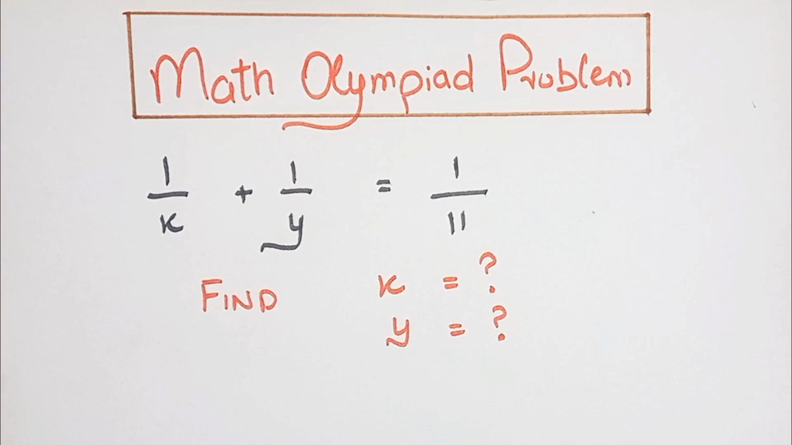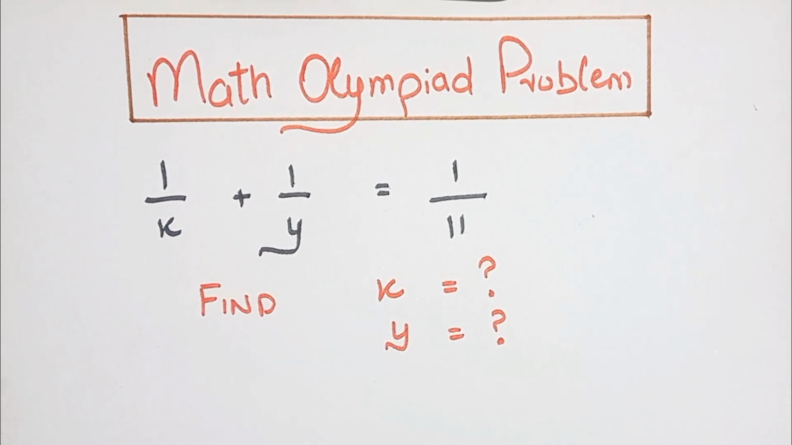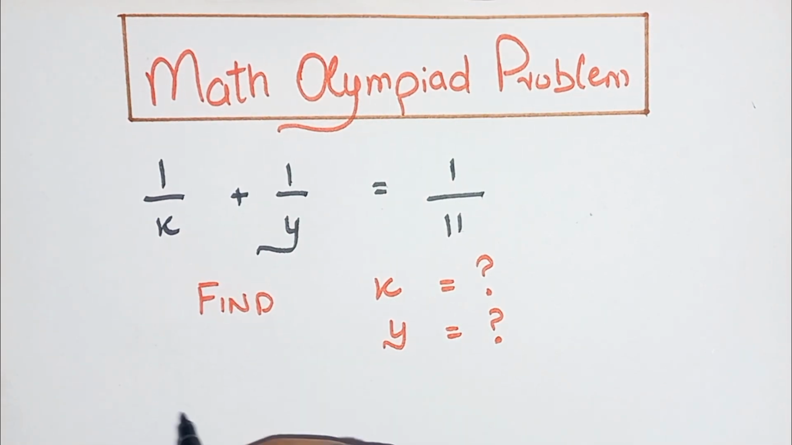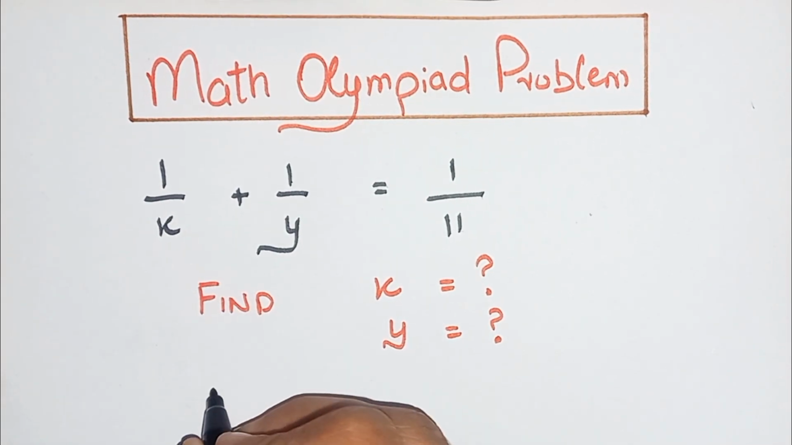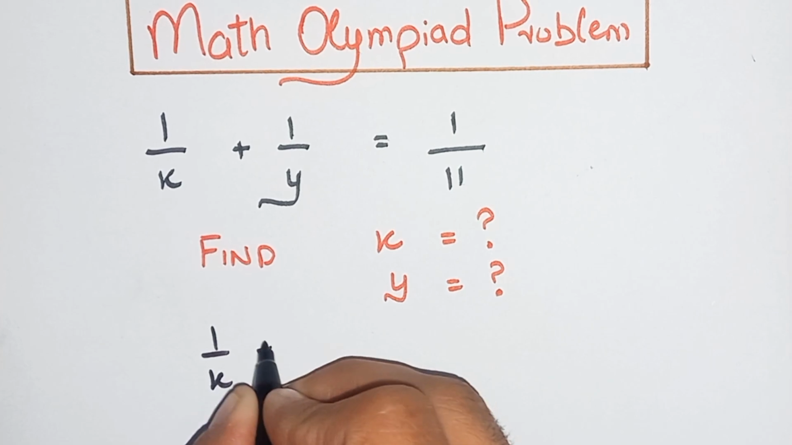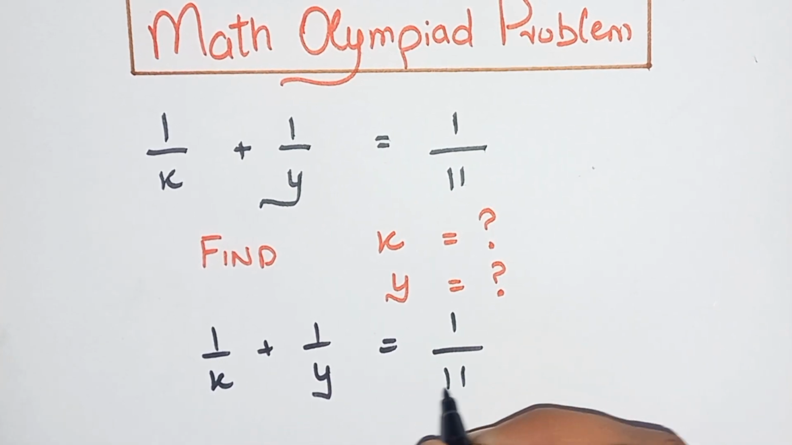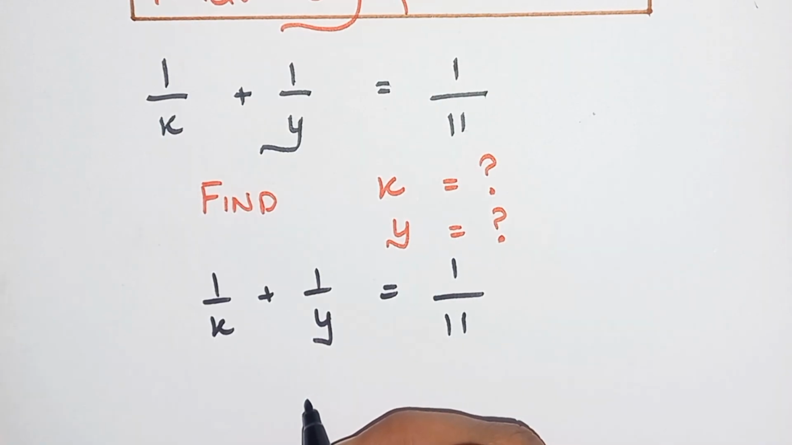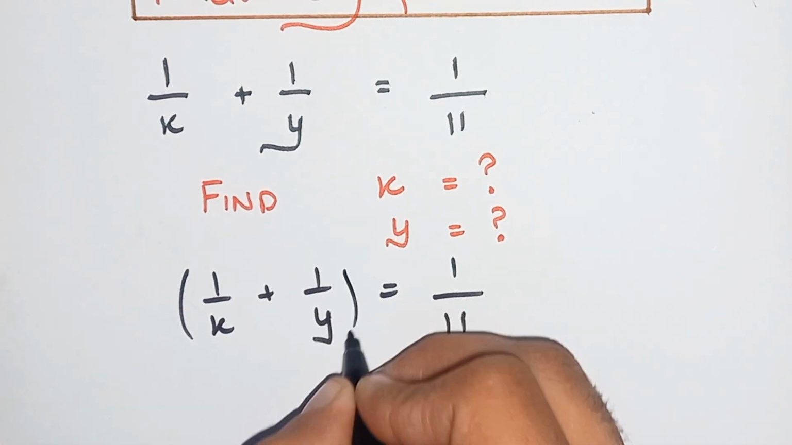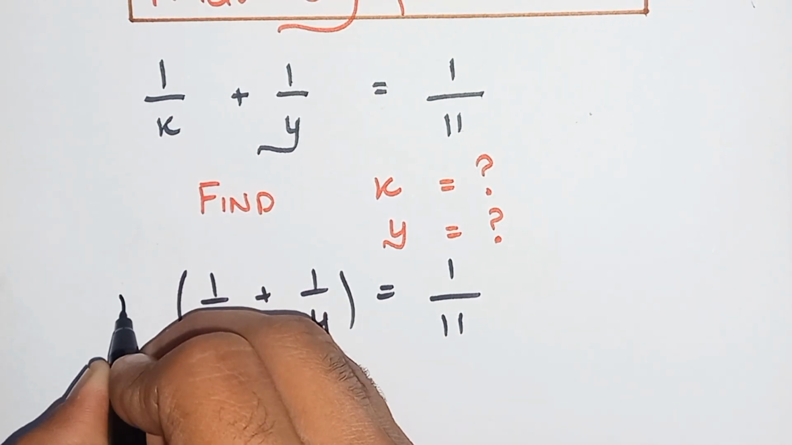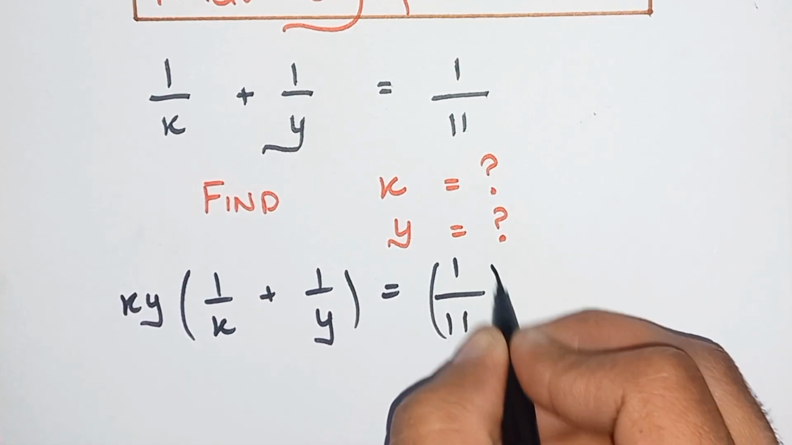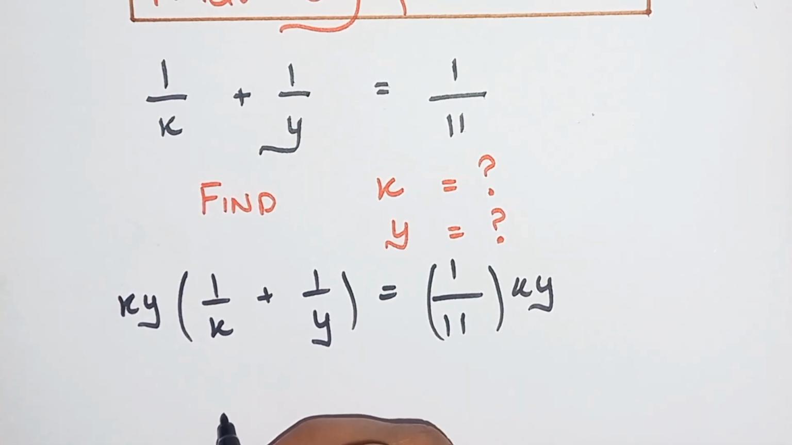Today I am solving a math Olympiad problem: 1 over x plus 1 over y equals 1 over 11. Let's find out x and y. So first of all, as we see the equation 1 over x plus 1 over y equals 1 over 11, take both sides and multiply by x and y.